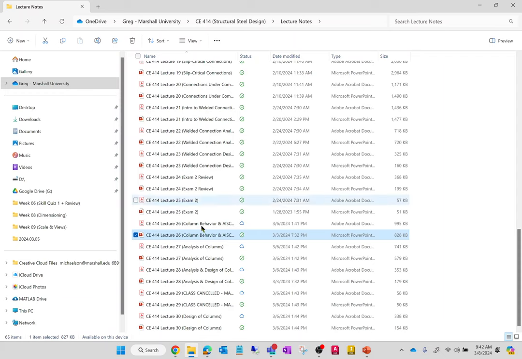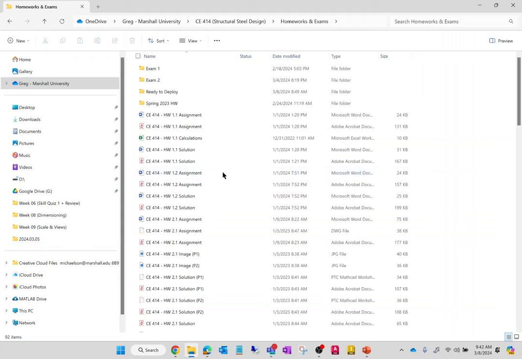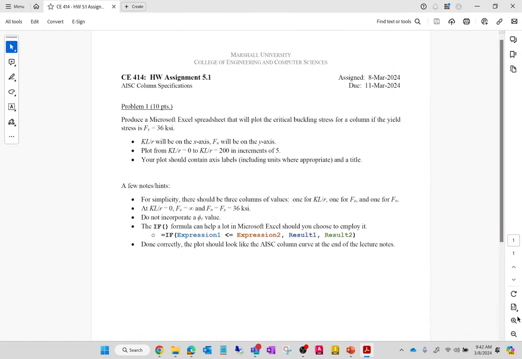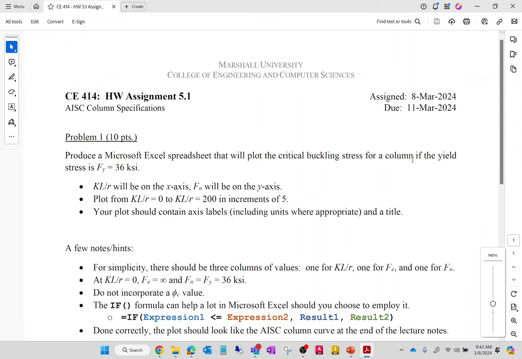So if you don't have any questions on that, I do want to explain your homework, because you have a homework using my favorite software program, Excel. So I want you to produce a spreadsheet that will plot the critical buckling stress for a column if the yield stress is 36 KSI. Okay? So the way that it should work is KL over R is on the x-axis and Fn is on the y-axis. So treat KL over R like it's x. Okay? Treat Fn as if it's y. Okay? I want you to plot from a KL over R of 0 to a KL over R of 200 in increments of 5. Okay? And make sure, you know, it's Excel, so make sure you label your axes and your titles and whatnot appropriately.